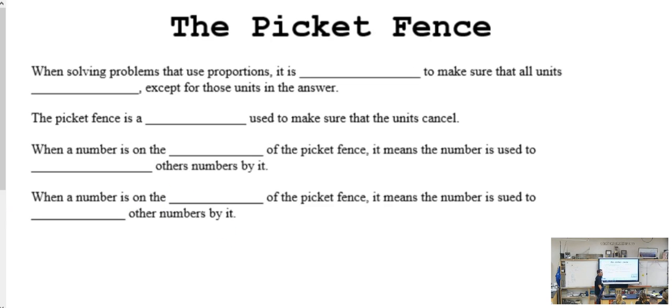We're going to teach you how to use what I call the picket fence. And I'll just be honest with you, at first you won't like it. By the end, you may like it. Some of you will hate it the whole time. I will also tell you it's one of the most useful things that I'll teach you in all of chemistry. The picket fence in math is called dimensional analysis. It's where we take one thing and we convert it to something else.